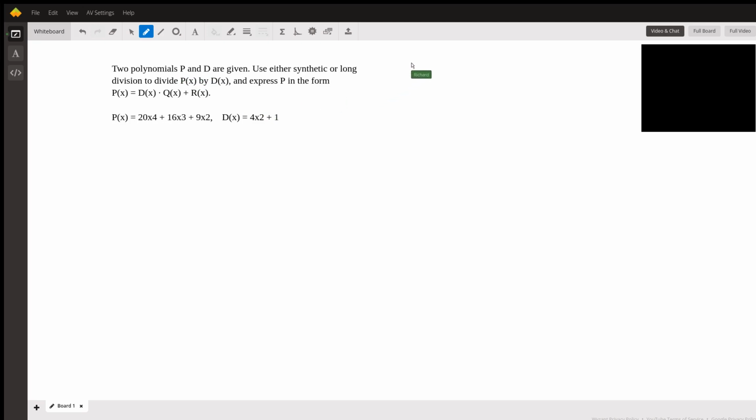We're trying to divide two polynomials, p of x and d of x. Unfortunately, we cannot use synthetic division. Most of the time we would prefer to use synthetic division, but in order to use it, the denominator has to be linear. You can see that this denominator is not linear. It's a squared term. So let's set up the problem, and then we'll get to work on it.